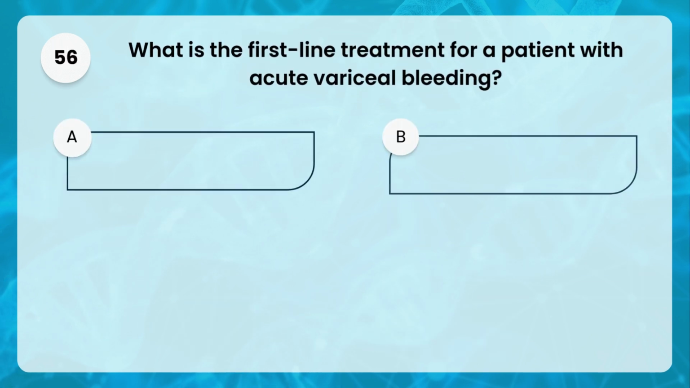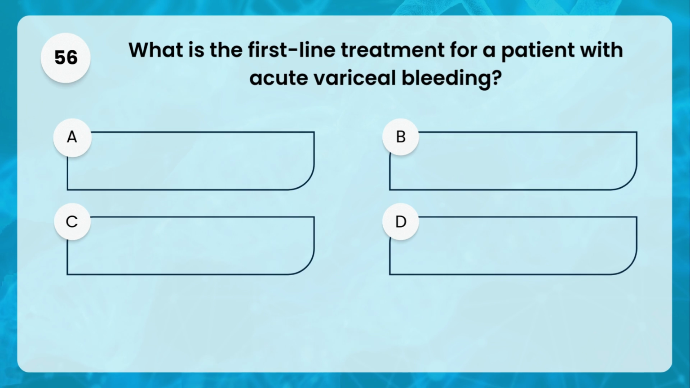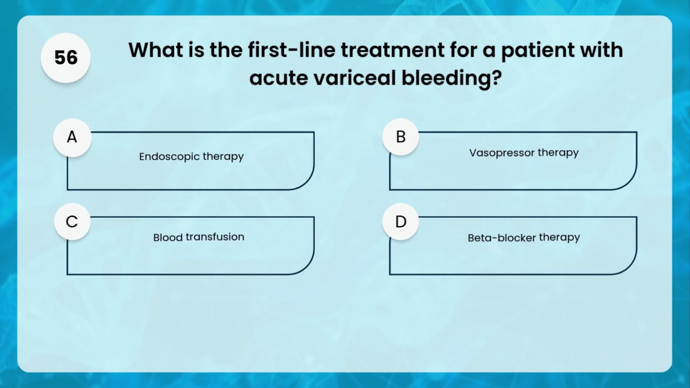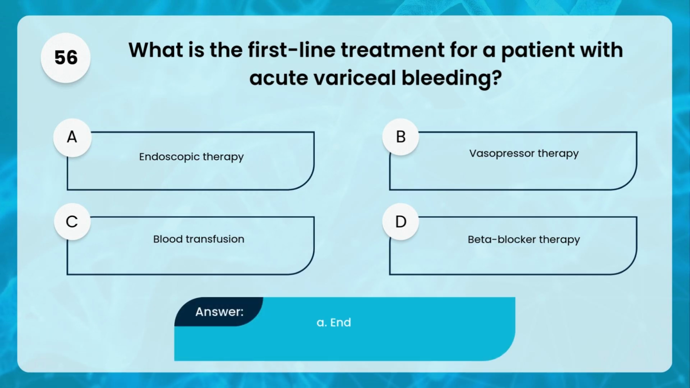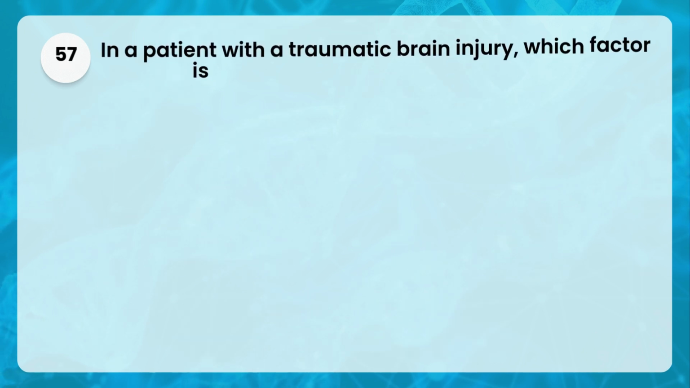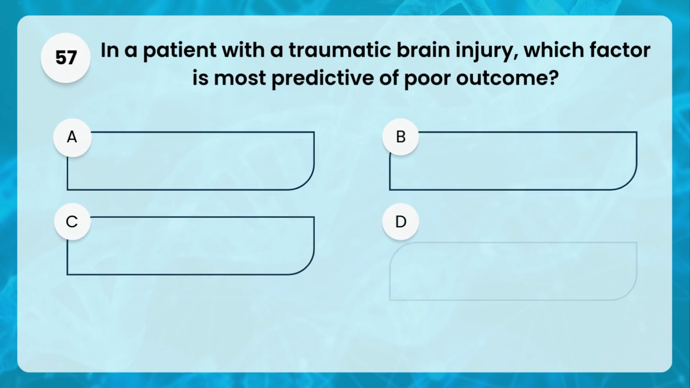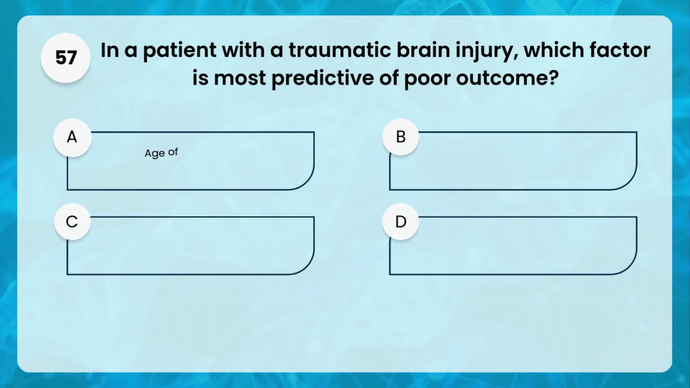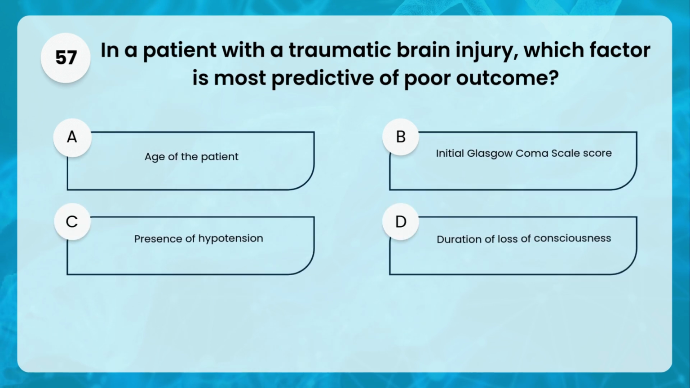What is the first-line treatment for a patient with acute variceal bleeding? A. Endoscopic therapy. B. Vasopressor therapy. C. Blood transfusion. Or D. Beta blocker therapy. The answer is A. Endoscopic therapy. 57. In a patient with traumatic brain injury, which factor is most predictive of poor outcome?